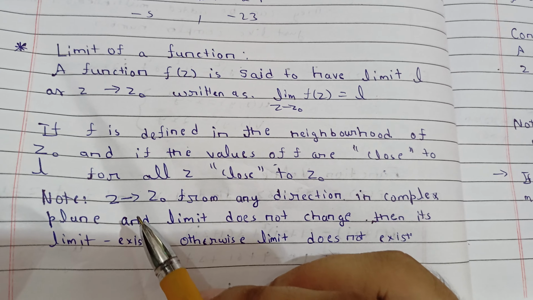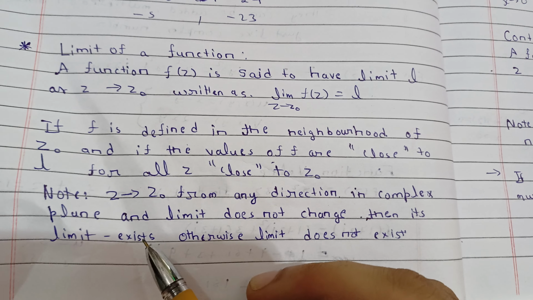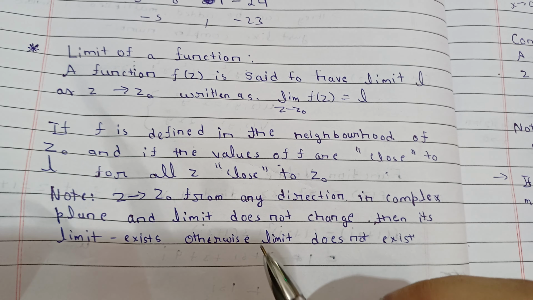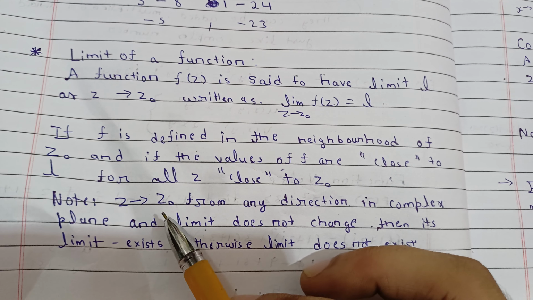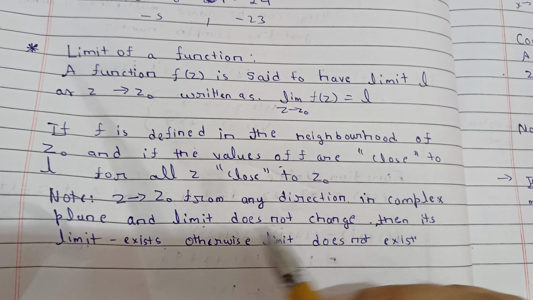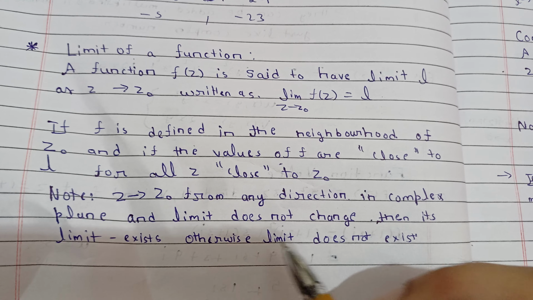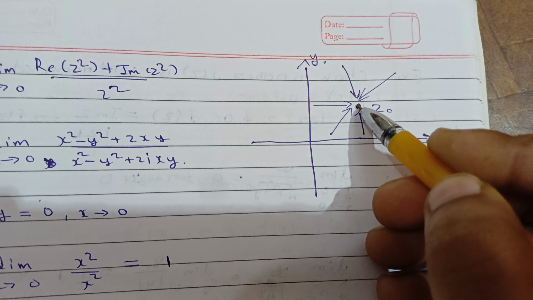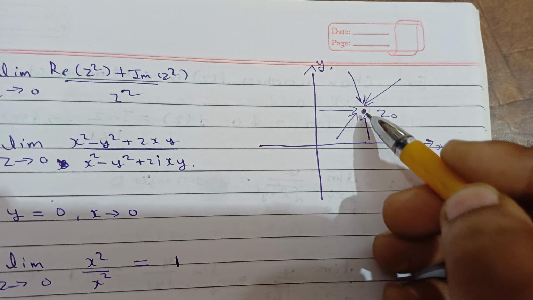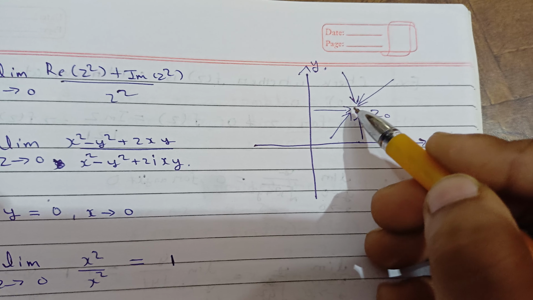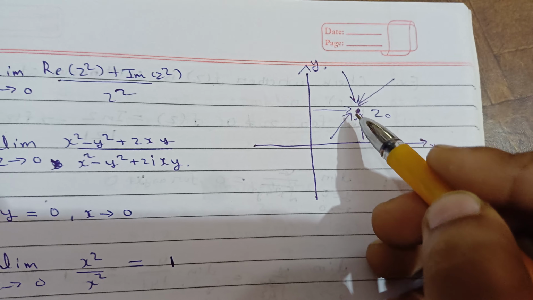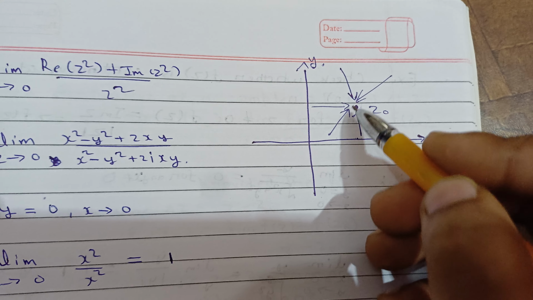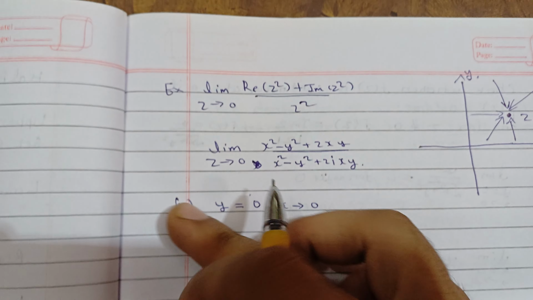So how can we check? z tends to z0 from any direction in the complex plane, and the limit does not change, means the limit should not change if we are tending to z0 from any direction in the complex plane. Then its limit exists, otherwise the limit does not exist. Means the limit should not change when we come to this point in any direction, in the neighborhood of this region. If it changes, then the limit does not exist at this point. So you will understand it more by an example. Let me give you an example.